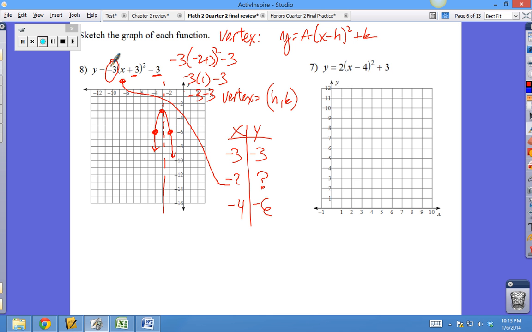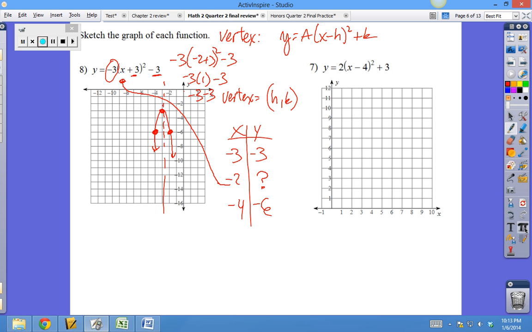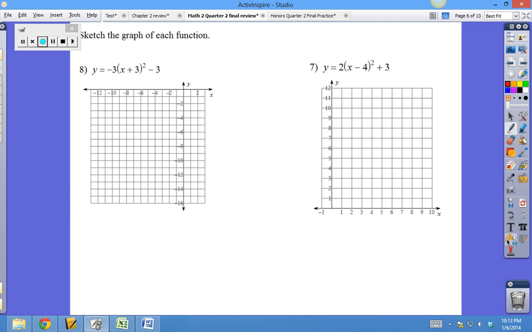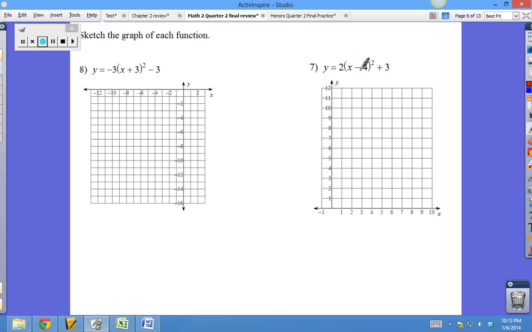Okay, now look at 7. 7 tells you to go -4 in the parentheses. So is that left or is that right? And that is right. You're going to go right 4 and you're going to go up 3. So right 4 up 3. There we go. There's my vertex, over 4 up 3.